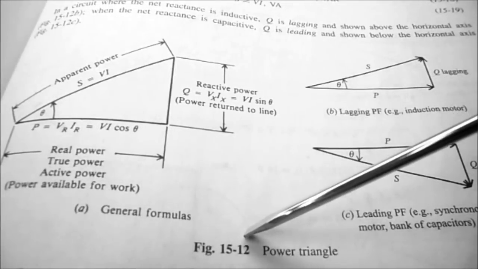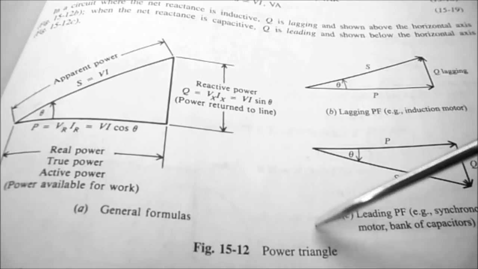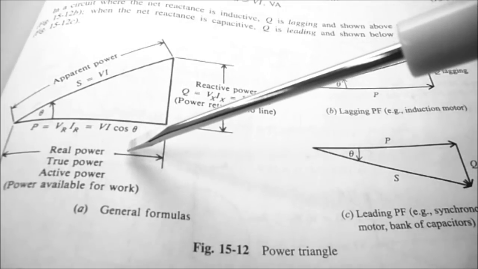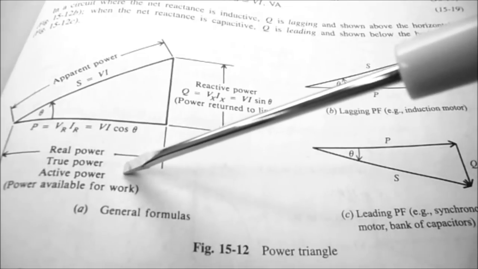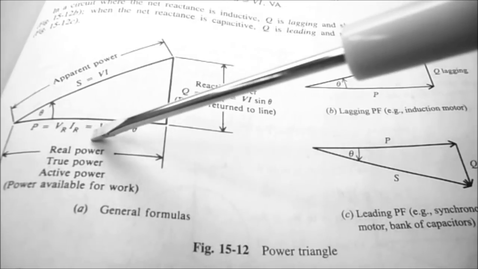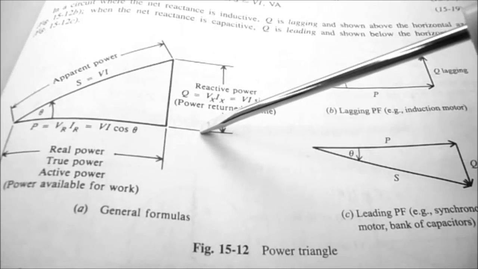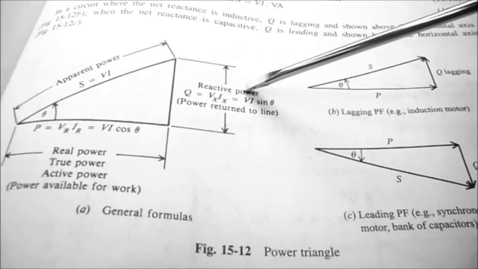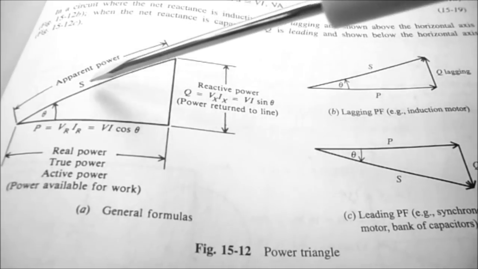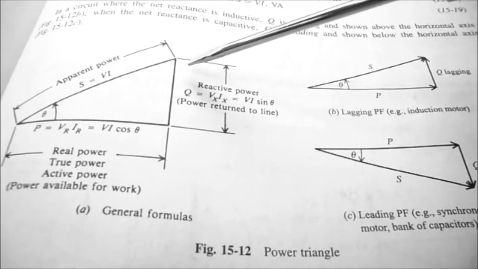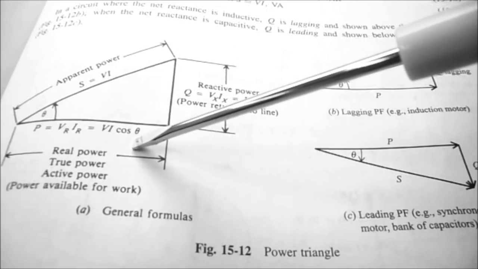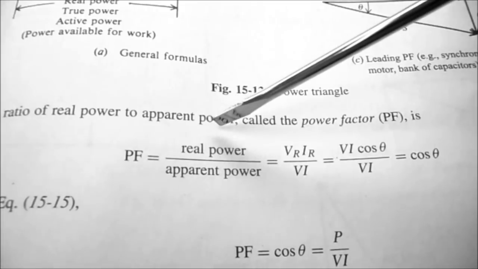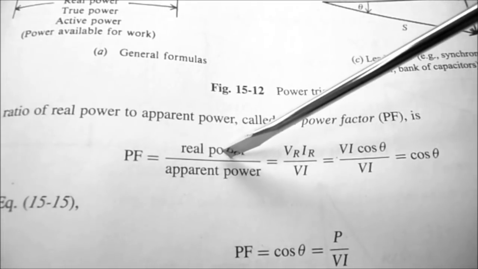Figure 15-12 talks about the power triangle. On the horizontal axis, we have real power, or true power, or active power, or power available for work, or resistive power. Over here on the vertical axis, we have reactive power, and we know that comes from XC and XL. And the apparent power is the addition of the reactive power to the real power. So they tell us here that power factor is calculated by taking the real power divided by the apparent power.